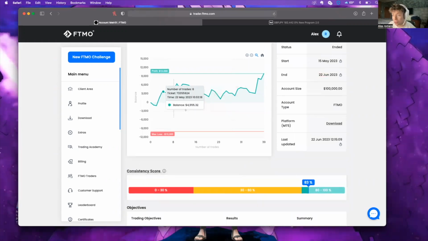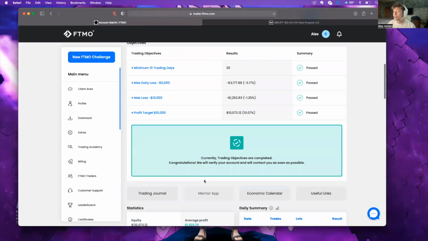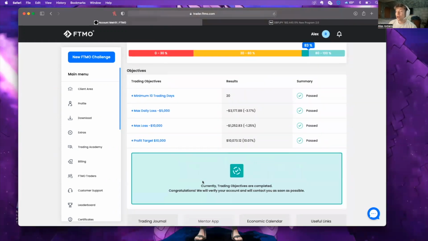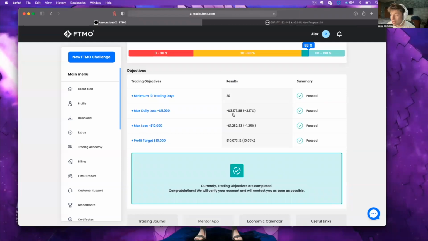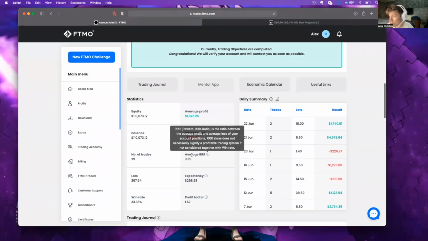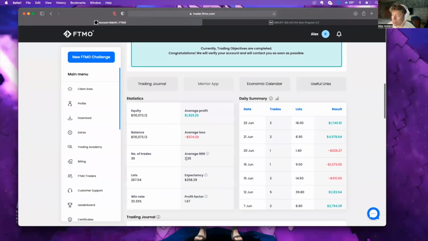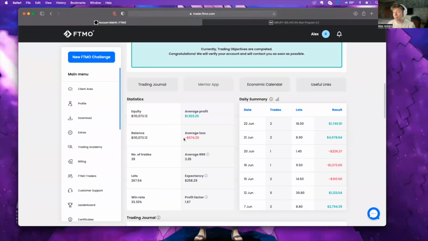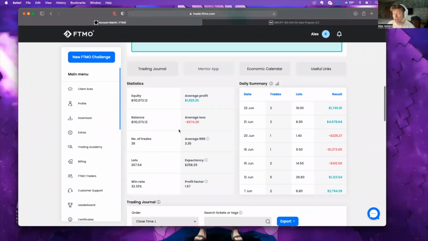You can see right here that we didn't really go into drawdown. We were in profit the entire time. We just had a little bit of ups and downs, right? So yes, we ended up hitting our profit target of 10,000 in 20 trading days. It took us a little bit, and it was great. Average risk to reward was 3 to 1. And I'm just really happy about it because now we get to up our capital, right?